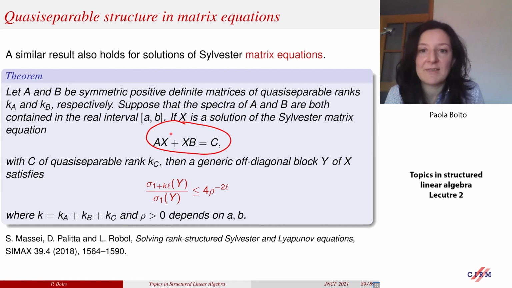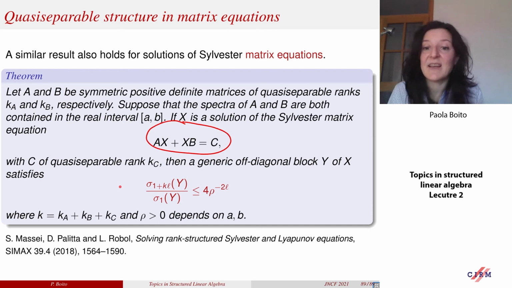has an approximate quasi-separable structure, meaning that if I take an off-diagonal block Y from X, then there is a decay behavior in the singular values of Y, and this decay behavior is of an exponential nature, where again rho is a positive quantity that depends on the terms of the problem, the spectra of my matrices. And this decay goes with exponential minus L, where L is related to the index of the singular values we're looking at.